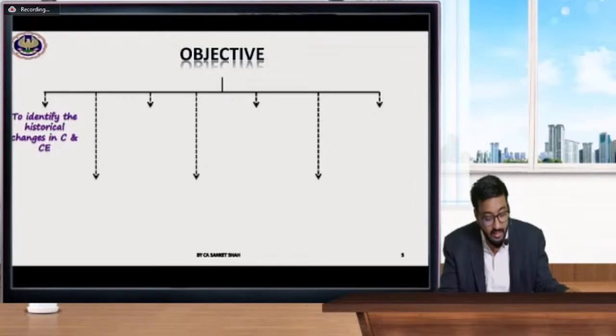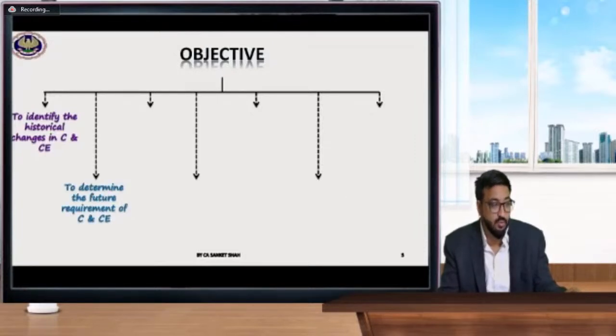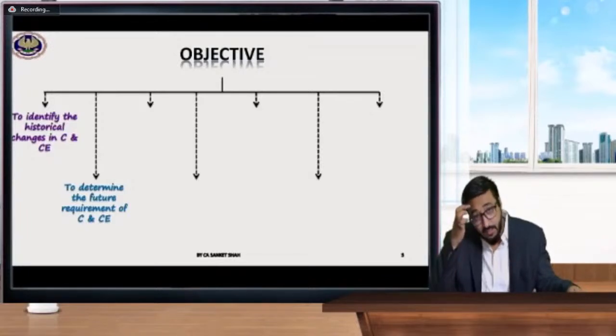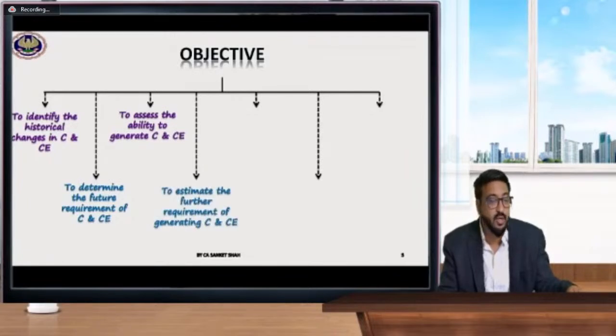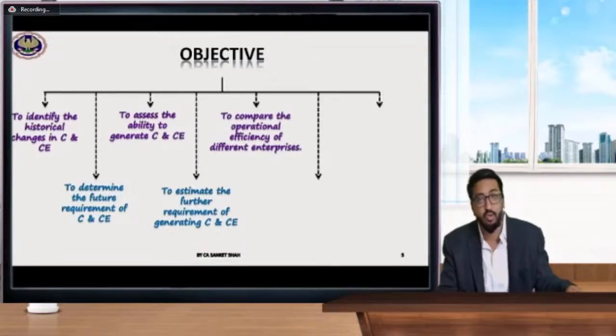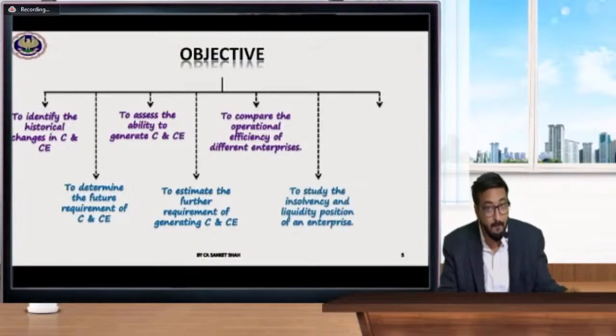So identify historical change in cash and cash equivalent, to determine the future requirement of cash flow statement. So beta, very important. The cash flow statement will guide you, suppose if you have any deficit, how this deficit will be fulfilled in the future, that you will understand by cash flow statement. To assess the ability of generating cash and cash equivalent. Next one is to estimate the future requirement. So future requirement is also very important. Compare the operational efficiency of different enterprises. So operational activities are important, and you can compare them.